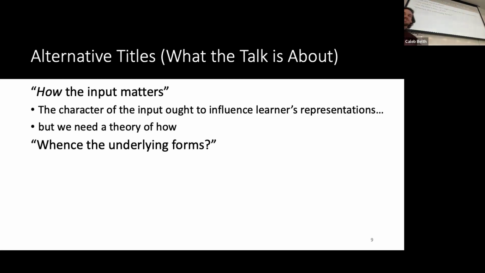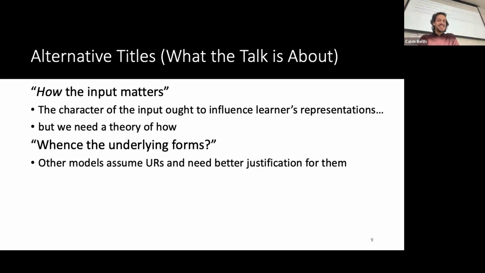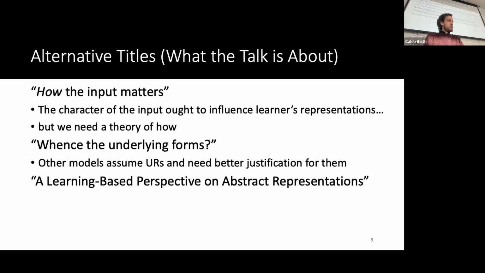I also thought of "Whence the Underlying Forms." The idea here being that there are lots of other models, including some of my own, about learning phonological alternations that assume underlying representations. And a lot of other work just sidesteps the problem by focusing on phonotactic learning and not alternation learning. But if we're going to assume underlying representations in other models of learning alternations, then we need some better justification for them. But I was uninspired by that title, so I ended up with "A Learning-Based Perspective on Abstract Representations." You can choose what you like best.